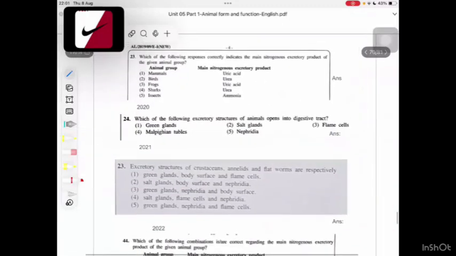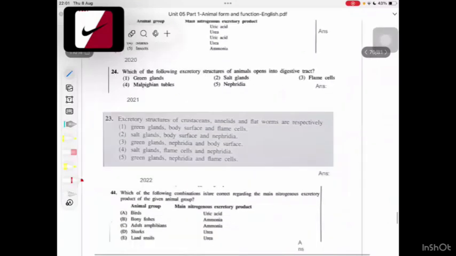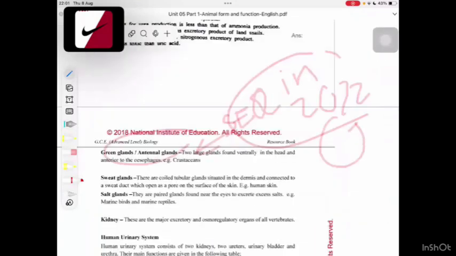Okay. So what are these green glands? They are large glands. They are found ventrally in the head and anterior to the esophagus, right? Anterior to the esophagus. Where are they found? In crustaceans, right? Like crabs. Crabs are crustaceans.